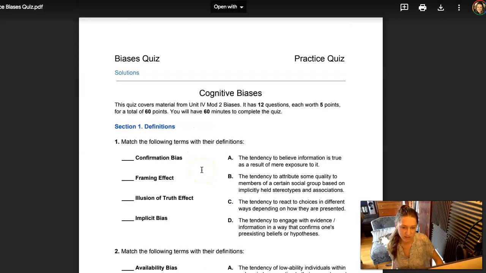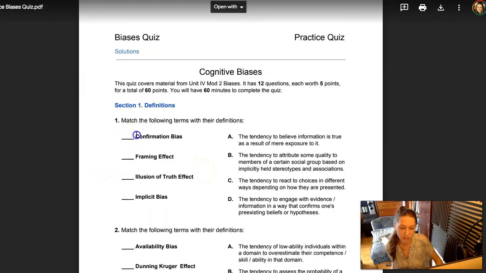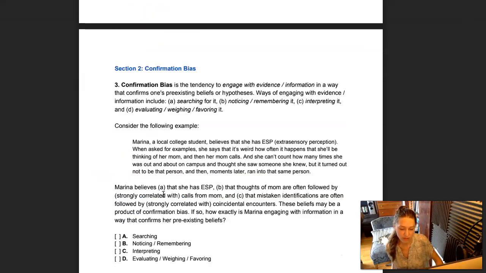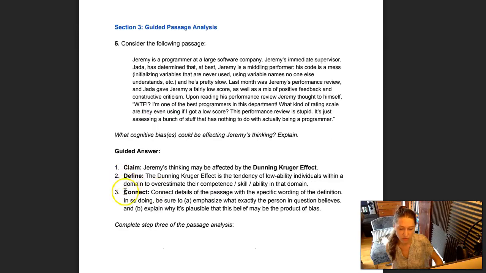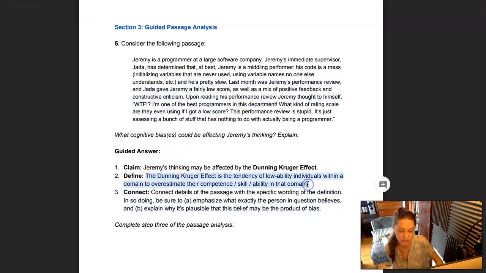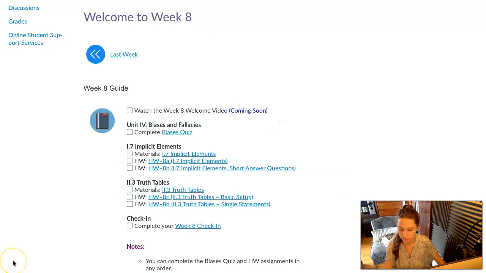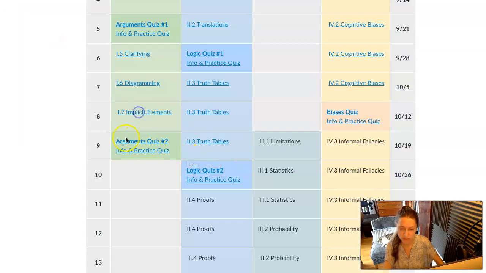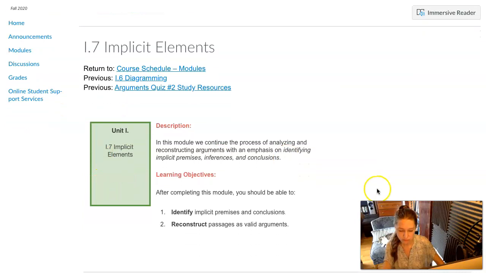Okay, so that's a quick review of what's essential to each of the biases, with suggestions for really emphasizing this third part of a complete definition where you connect details to what is essential to the definition. Okay, next, let's take a very quick look at the new material in Unit 1, Mod 7, Implicit Elements. So I could click here, or I could scroll down and go here.